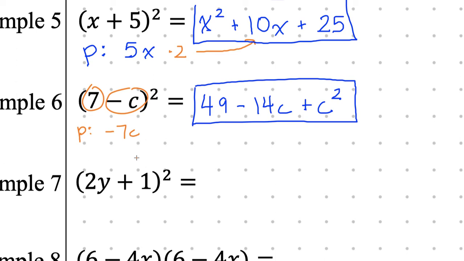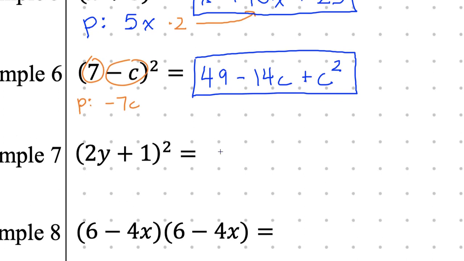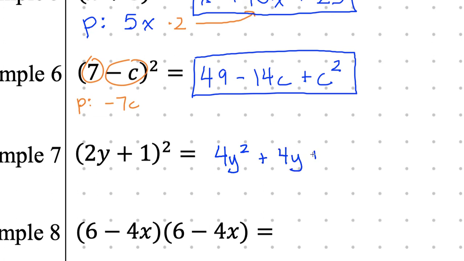All right, let's move on to example number 7. Yes, Wyatt. Would it be 4y squared plus 4y plus 1? It is indeed. Let's check his steps again. We square the first. 2y squared. Well, y squared is y squared. 2 squared is 4, so that is squaring the first.